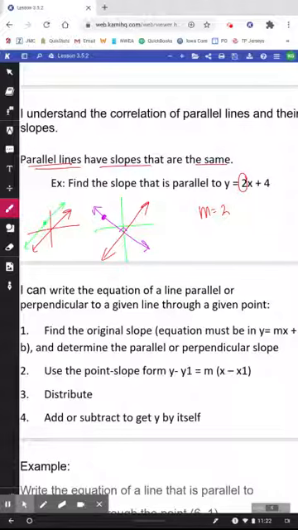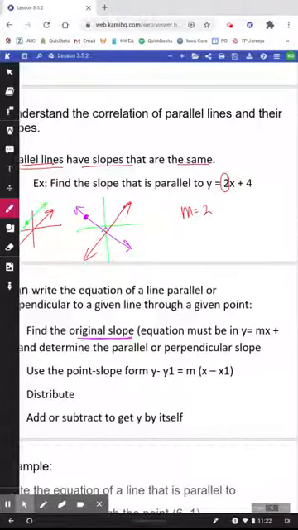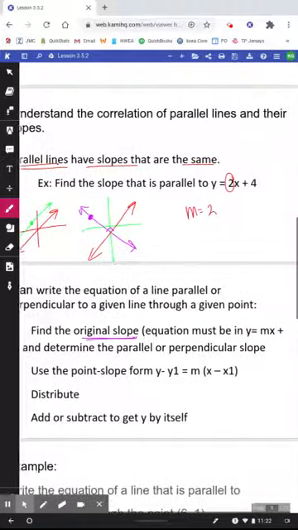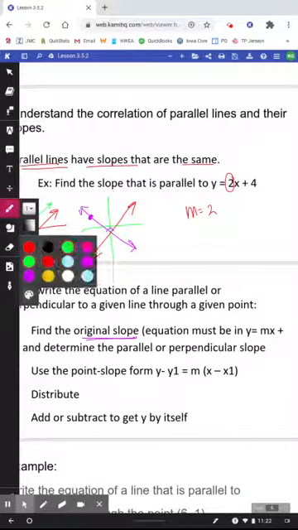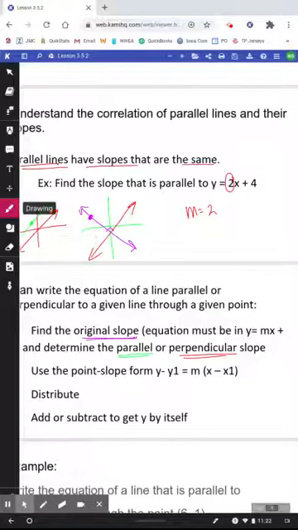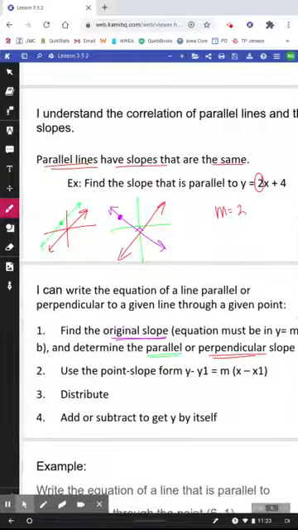So the first thing we should do is find the original slope of the red line. Obviously, your equation must be in slope-intercept form, which is y equals mx plus b. And then ask yourself, are they looking for the parallel or are they looking for the perpendicular slope? Once you've got that figured out, we're going to use the point slope form from yesterday, y minus y1 equals m parentheses x minus x1. Then distribute, and then add or subtract to get y by itself, like we did on yesterday's lesson.